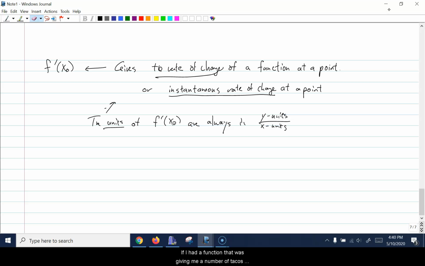If I had a function that was giving me a number of tacos as a function of how many days it has been, then the derivative of that function is going to tell me something in a rate of tacos per day. It's always going to be y units over x units, whatever it is. There's going to be lots of applications of this. Let's try another example.